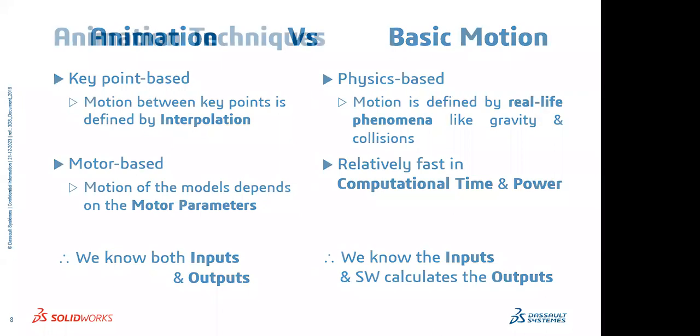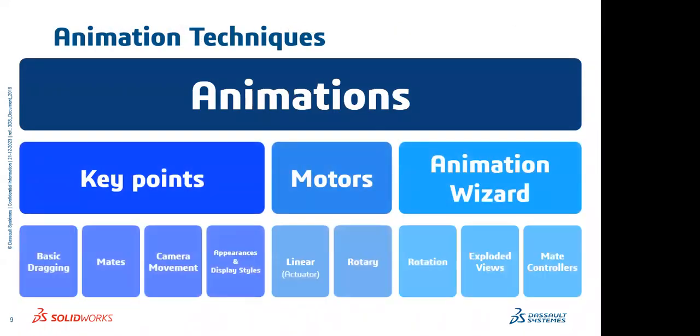So let's start with animation. There are many techniques to make an animation inside of SolidWorks, and they differ in terms of the complexity and the things that you can do with each of them. So let's talk about key points and start with that. The easiest thing is just basic dragging, right? So with your mouse, you start dragging components around. So let's head into SolidWorks and see how that can be done.